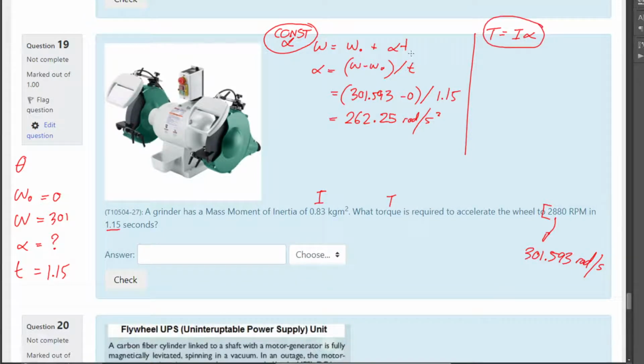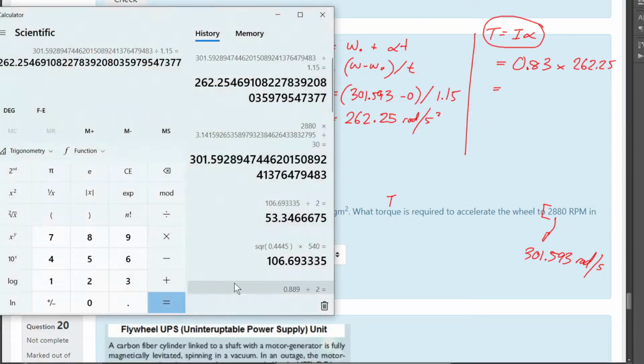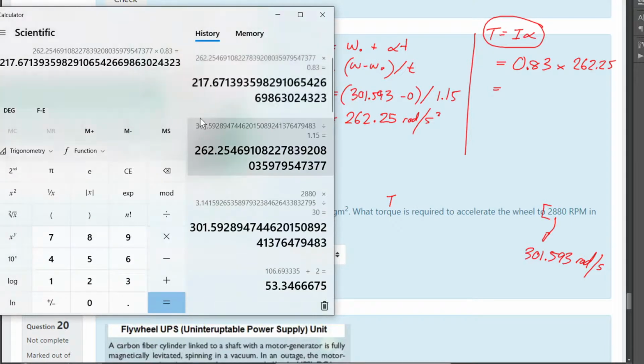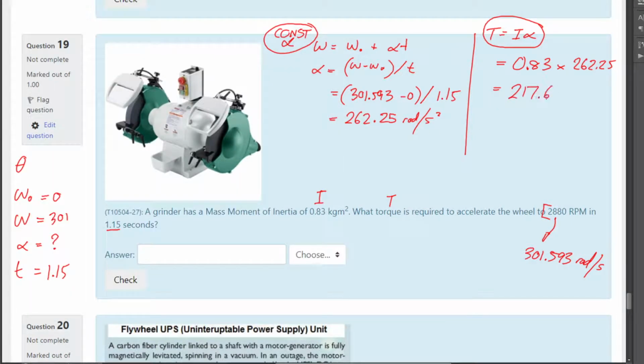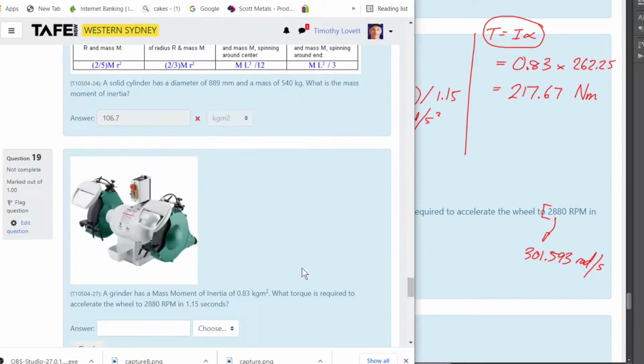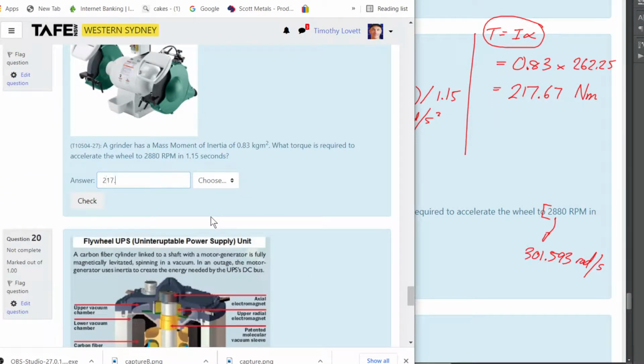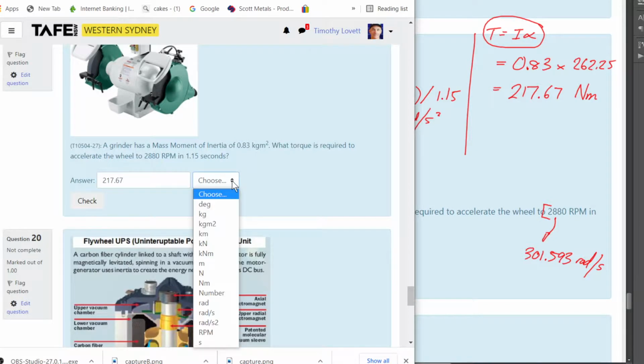Now we go T equals I alpha, the second part of this, Newton's second law. What is the torque required? Torque equals I, 0.83. Are those units correct? Kilogram meter squared, that's correct, times alpha, 262.25. Multiplying that gives 217.67 newton meters. I don't think that thing would have anything like that amount of torque. You can probably hold it with your hand, but don't. The mass moment of inertia is probably not that high, and it may not accelerate up to full speed in 1 second either. Might take longer than that. Those units are torque, so it's in newton meters.